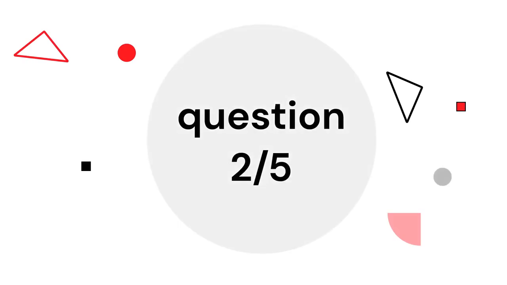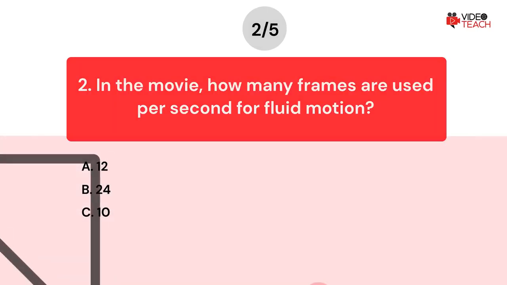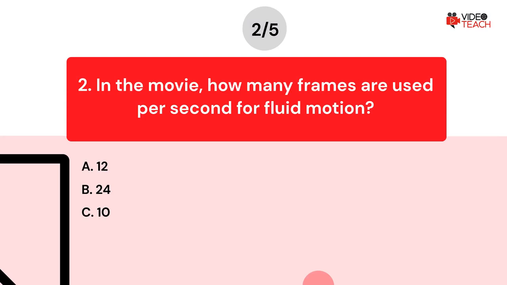Question number two. In the movie, how many frames are used per second for fluid motion? Option A, 12. Option B, 24. Option C, 10. Now you have about 15 seconds to think about your answer.